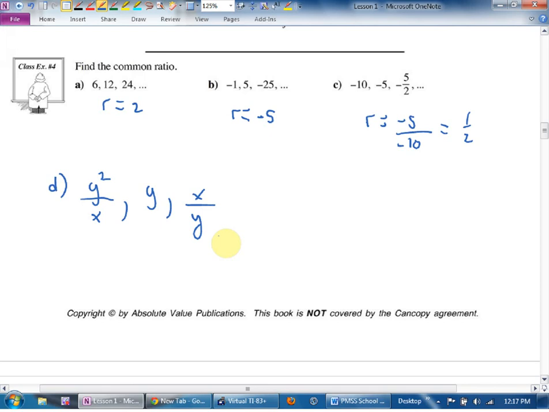Any term divided by the one in front of it. I think I'm going to go this one divided by this one. Y divided by y squared over x. You guys are all looking panicky. Oh, come on. Why don't I do that there?